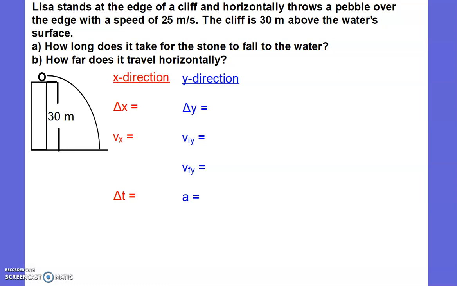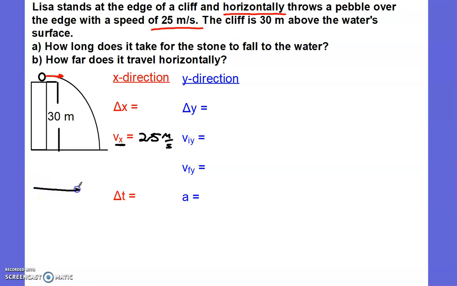Now, the first thing you want to notice here is that it says that it was thrown horizontally. It was thrown straight across. And what that tells us is that the speed that was given of 25 meters per second is actually the x velocity. So we have three different velocities here. Whenever you see the word horizontally thrown or launched, that means that the velocity given is the x, because just like in math class, x means horizontal, your x-axis. So we're going to fill in that this velocity is 25 meters per second.